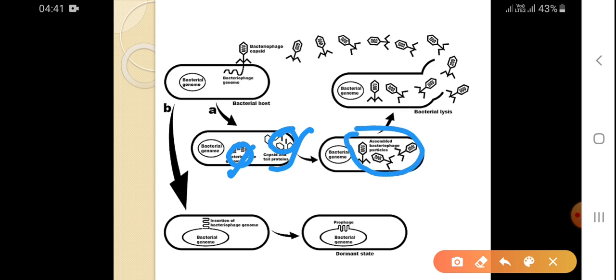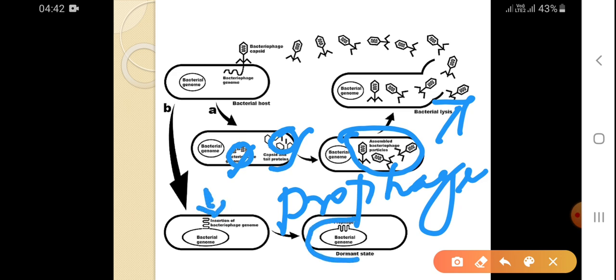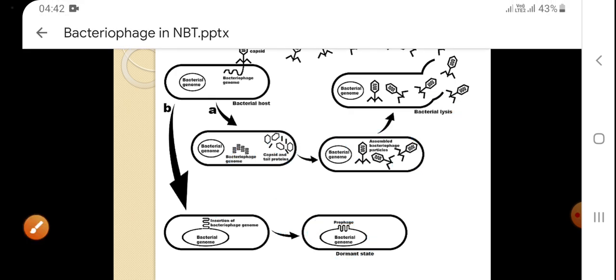So as you can see, it is assembled, and then the final step, it lyses this bacteria, and then it is going to get released. That is, it kills the bacteria finally. But in the lysogenic cycle, it remains as a prophage. So a prophage means a bacteria which harbors a phage genome. So the phage genome enters, and then it is integrating, as you can see. So it integrates and remains as a prophage.